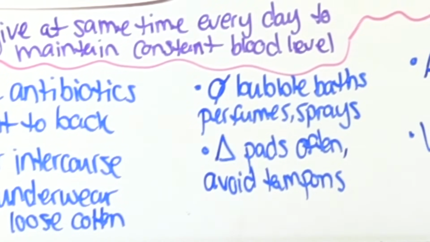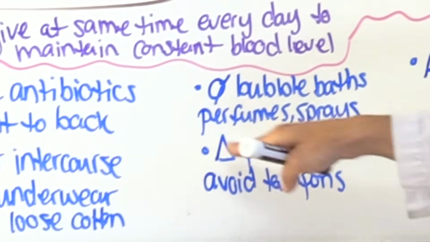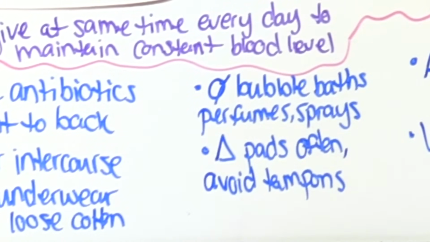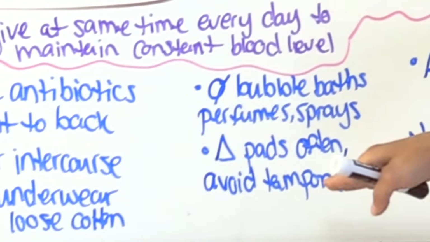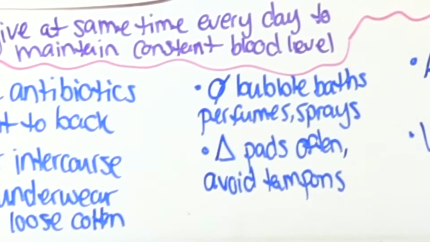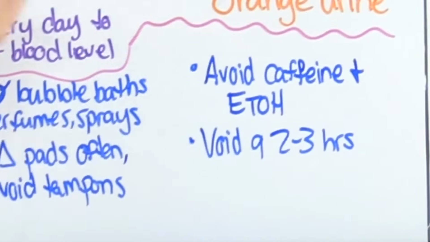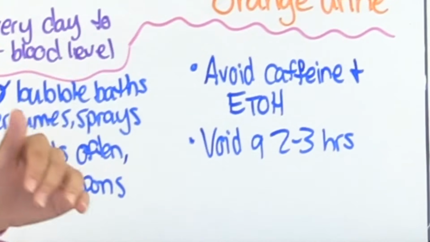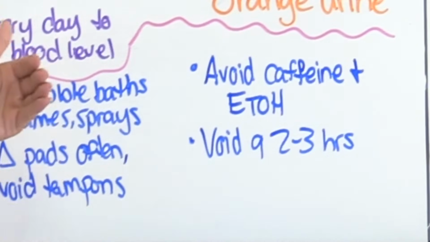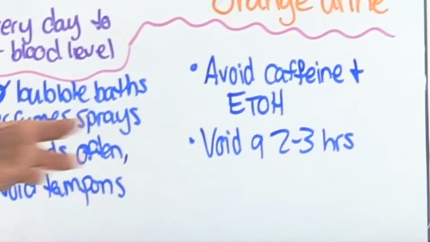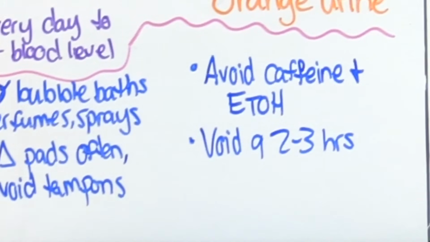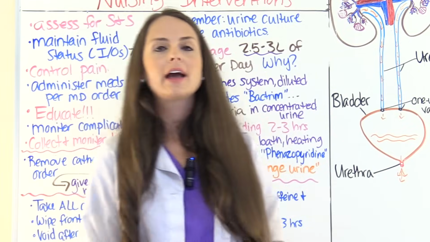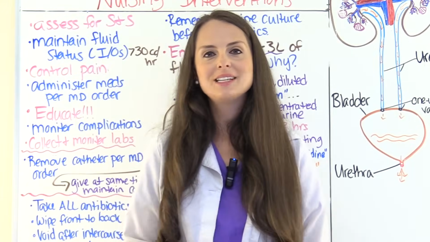This irritates the urethra. And during menstruation, avoid tampons and be sure to change those sanitary pads often. And avoid caffeine and alcohol, because these products actually irritate the bladder and the urethra. And void every 2 to 3 hours, again, just to keep that urinary system flushed. Okay, so that wraps up this lecture on UTIs.